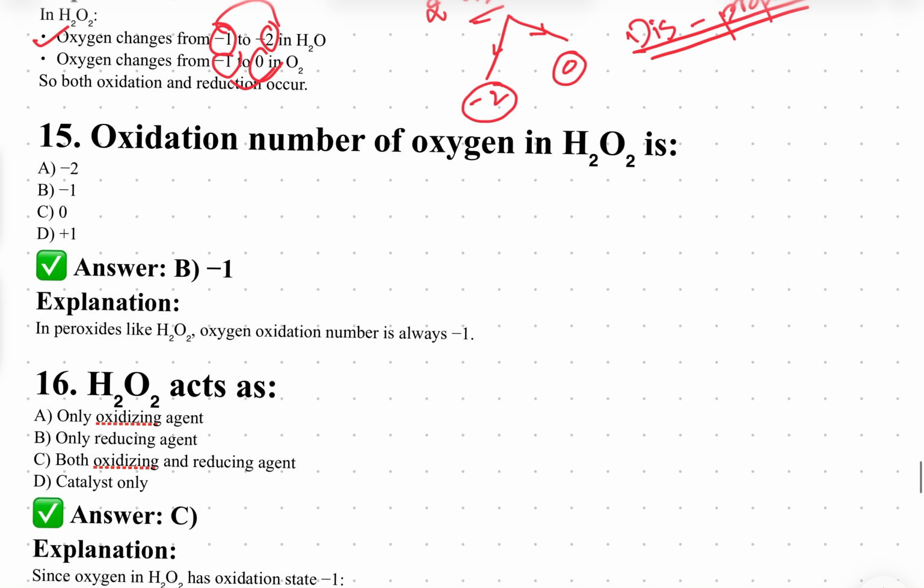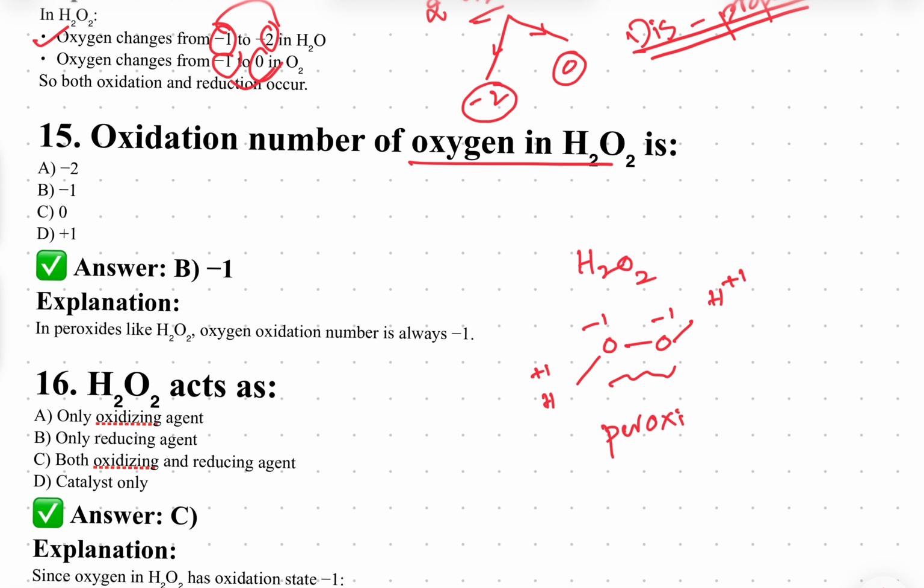Next one. Oxidation number of oxygen in H2O2. Just now we discussed hydrogen peroxide. Hydrogen peroxide has a structure like this. This is hydrogen peroxide. Clear? Here hydrogen is plus 1, hydrogen plus 1. Peroxide oxygen has minus 1 oxidation state. Don't forget this one. Peroxide oxygen has minus 1 oxidation state.